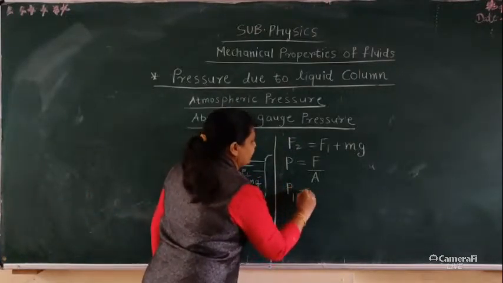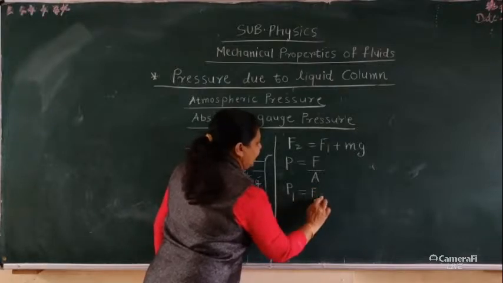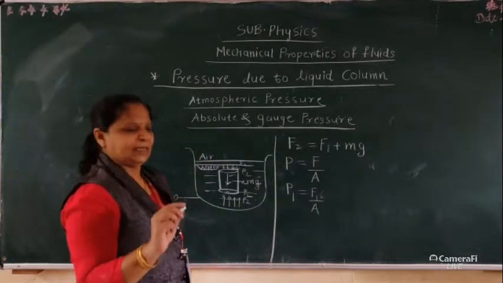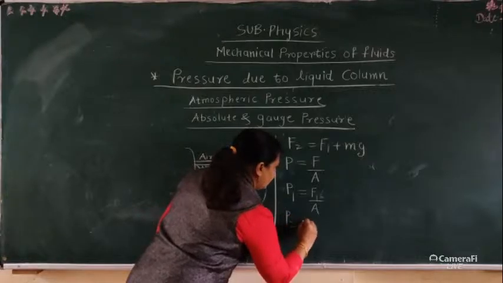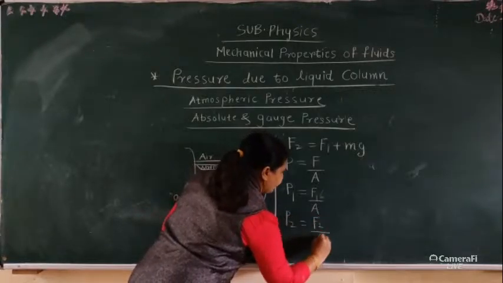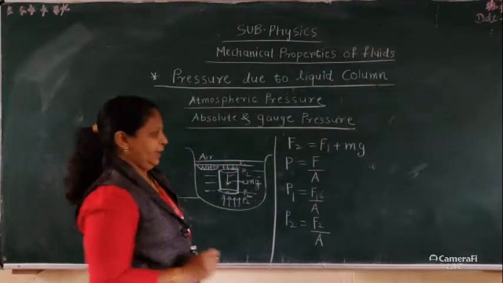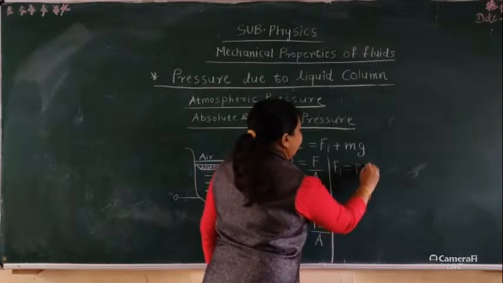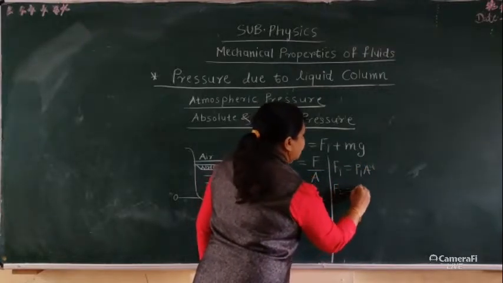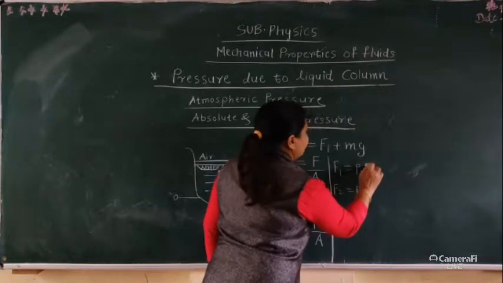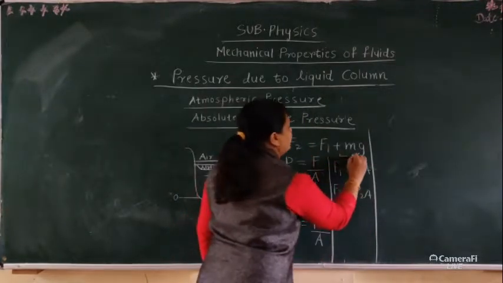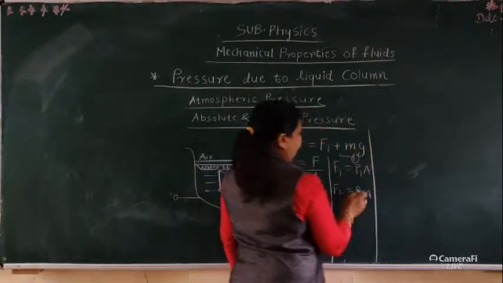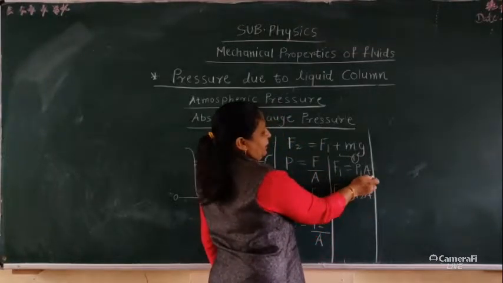Then P1 is equal to F1 upon A, where A is the area of cross section of the cylinder, which is the same. Then P2 is equal to F2 upon A. Then F1 is equal to P1A, and F2 is equal to P2A. Therefore, this equation becomes equation number 1.